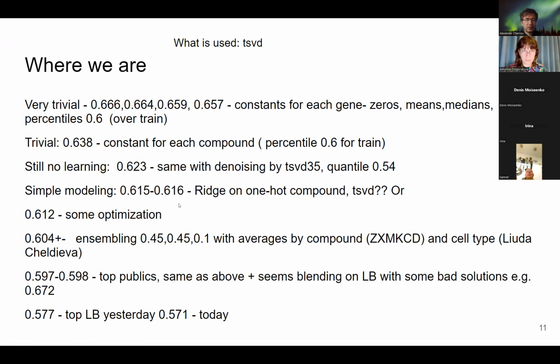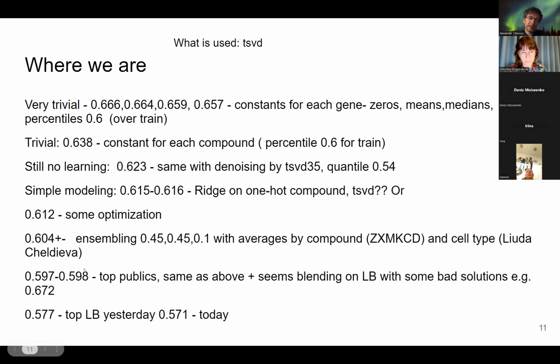Okay, so if we do some simple modeling with ridge regression and just one feature, the compound, and one-hot encoding with a carefully selected by cross-validation parameter, we'll get this kind of score. With some optimization, we can get this kind of score. And then there is a trick which was proposed by Song and Luda: if you make a blending of this solution by a simple model with more simple solutions, which are just the averages by the compound, and by cell type, with these coefficients, you'll get this kind of score.